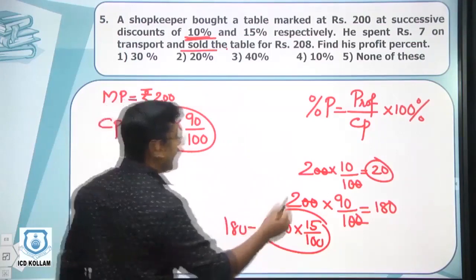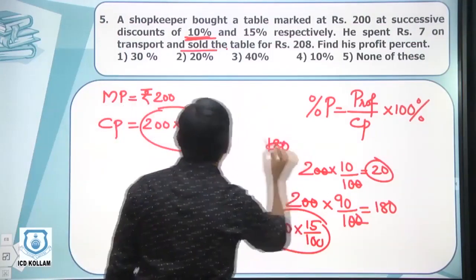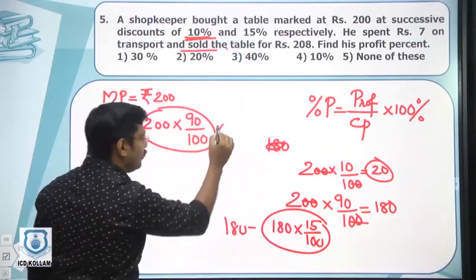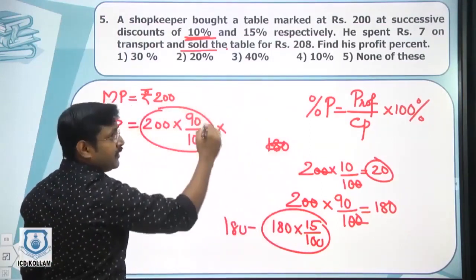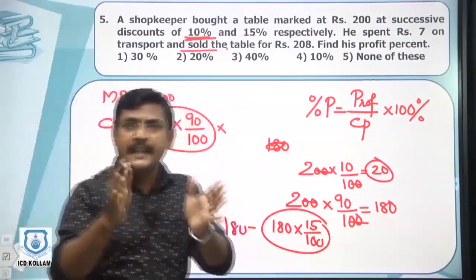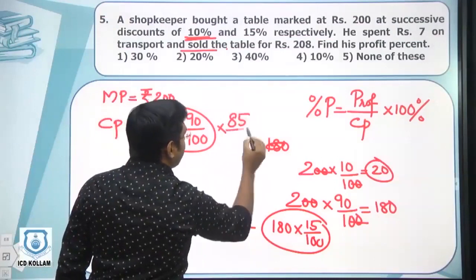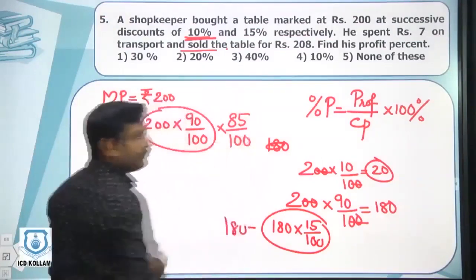Instead of solving it like that, I am solving it like this. 200 into 90 by 100 into, we need to subtract 15. So since we need to subtract 15, 100 minus 15, that is 85. So into 85 by 100. I am writing it like that. Hope this idea is clear, right?